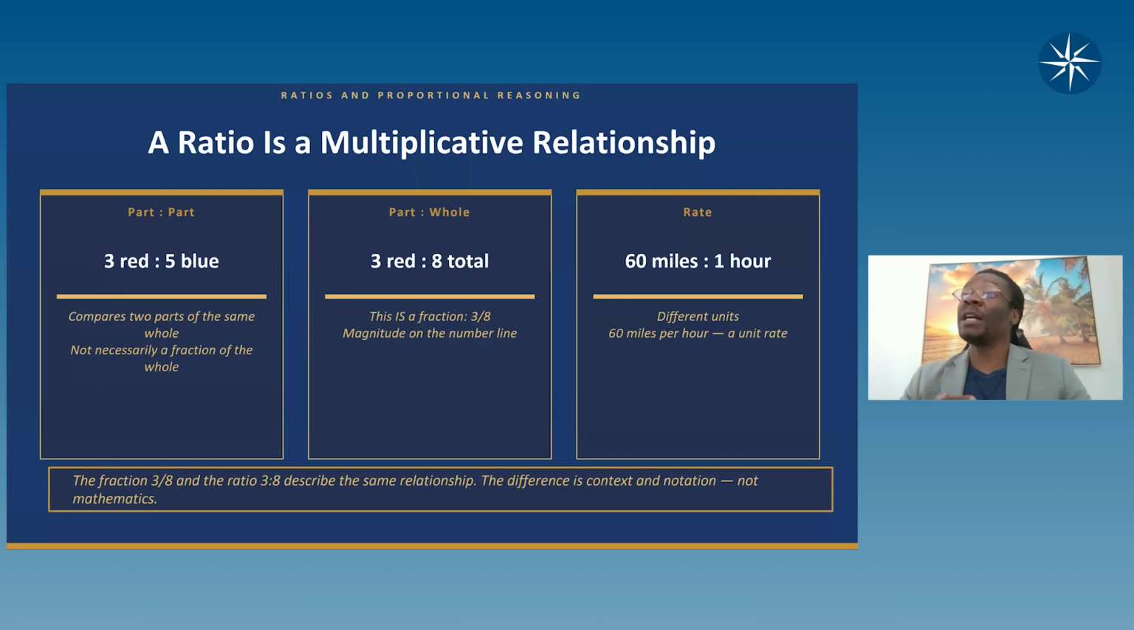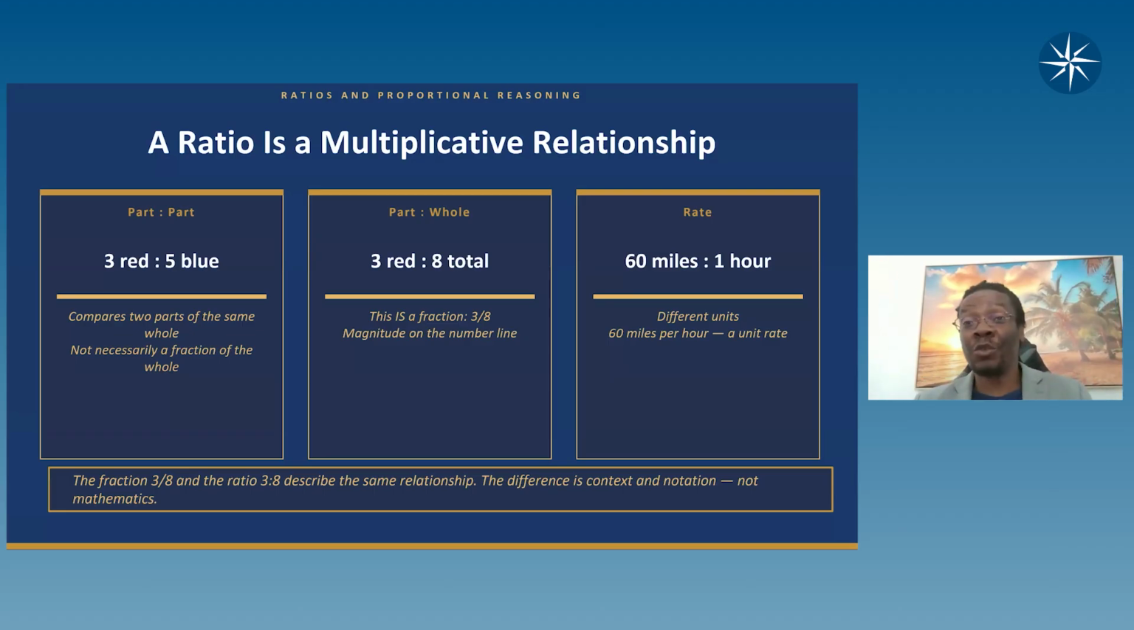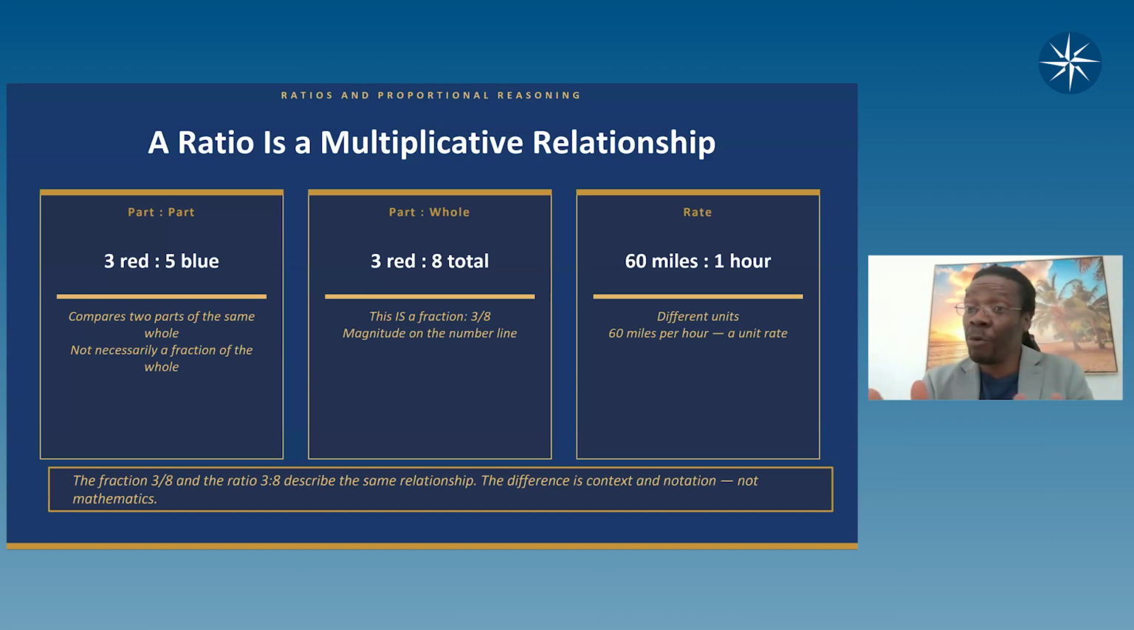So if we look at ratios, we have to see it in terms of multiplicative reasoning. So 3 red to 5 blue compares 2 parts of a whole, right? 2 parts of the same whole, not necessarily a fraction to a whole in this sense, right? So 3 red, 5 blue. This becomes important when they're working with probabilities later on.